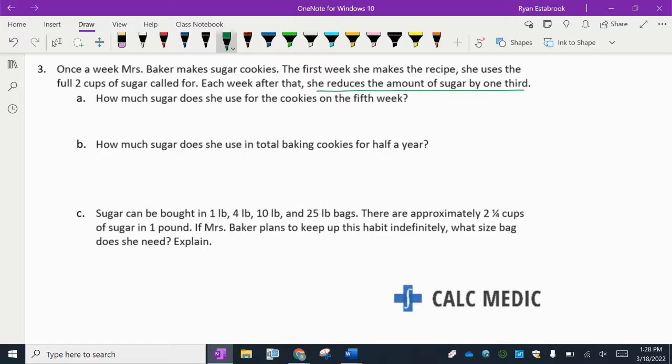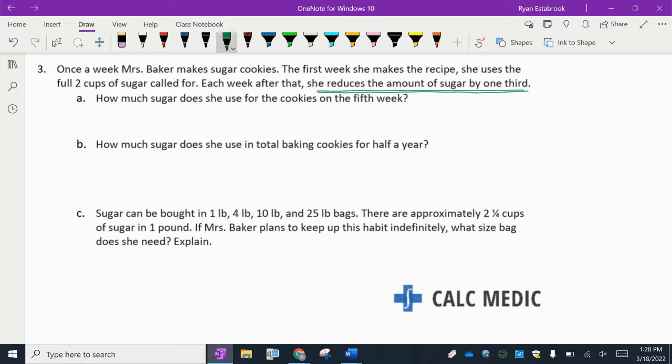So she's making the regular recipe in the first week. Then she decided, you know what, I'm going to make them next week, but with less sugar. She doesn't think sugar is healthy, so she's trying to make these cookies with less sugar in them. The key phrase here that is kind of difficult is where it says she reduces the amount of sugar by 1/3. That doesn't mean she's using 1/3 of the amount. She is reducing it by 1/3.